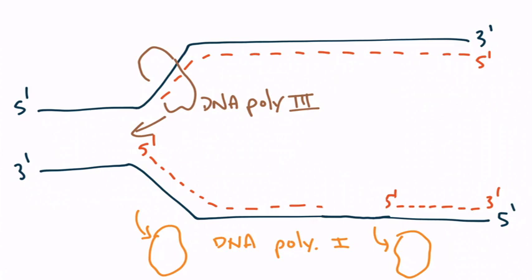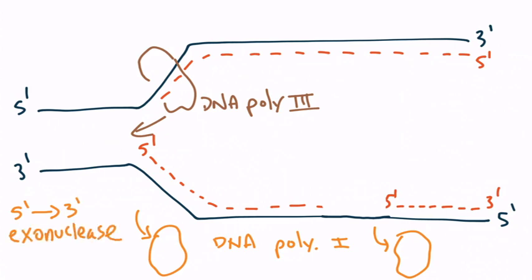As you can see, DNA polymerase I synthesizes DNA in the same direction as DNA polymerase III, but it also has the ability to remove primers as it moves from the 5' to 3' direction. In this way, DNA polymerase I is said to be a 5' to 3' exonuclease.